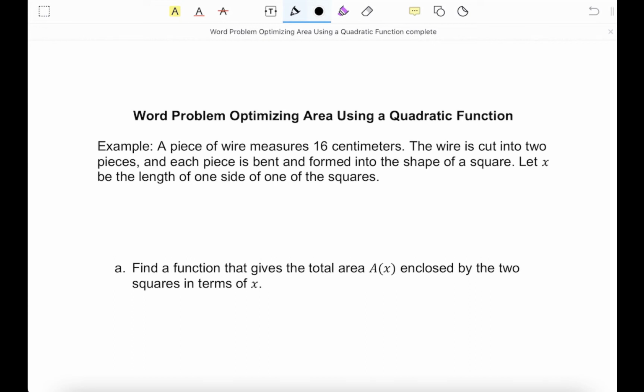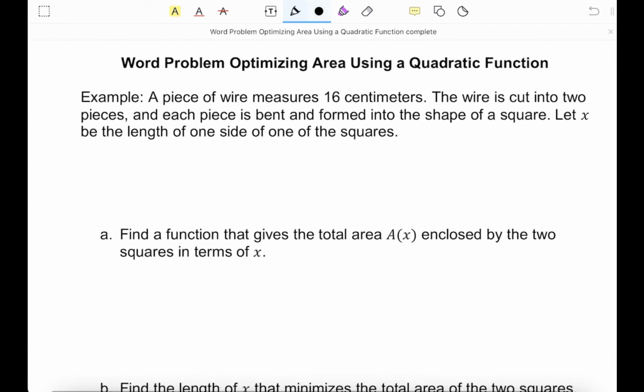There are a lot of problems you can solve using the optimization of a quadratic function, and I'll show you two of them in this video. One is with a piece of wire. It measures 16 centimeters. The wire is cut into two pieces, and each piece is bent into a square, and we'll let x be the length of one side of just one of the squares.